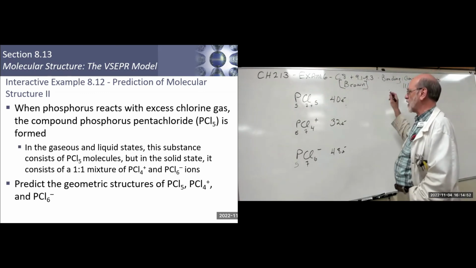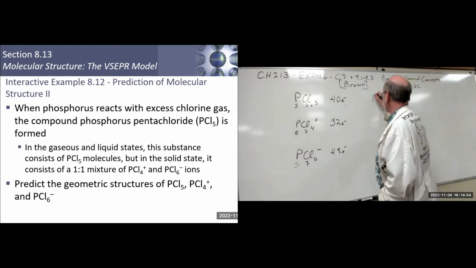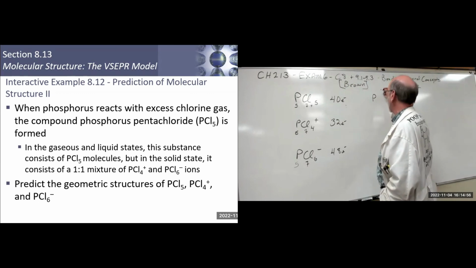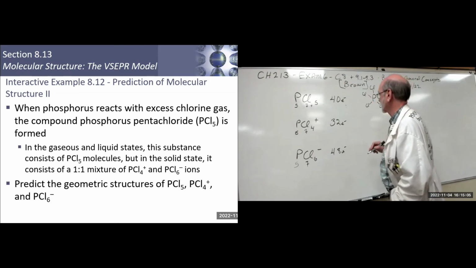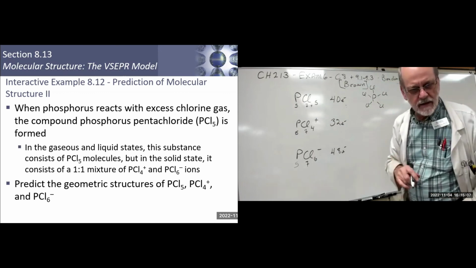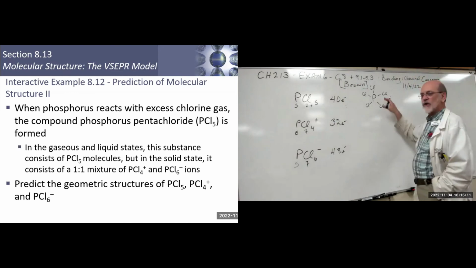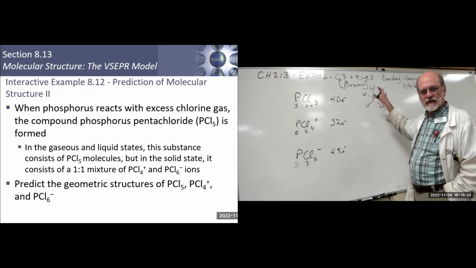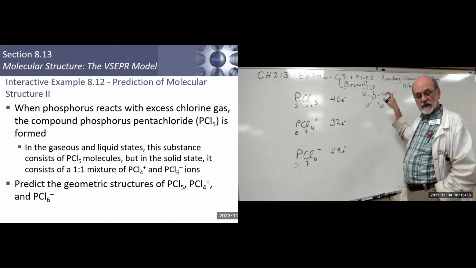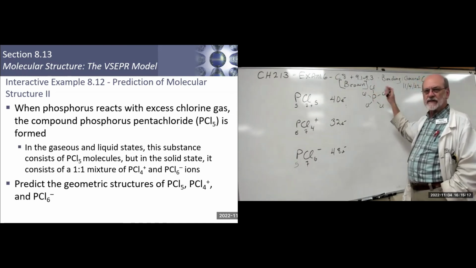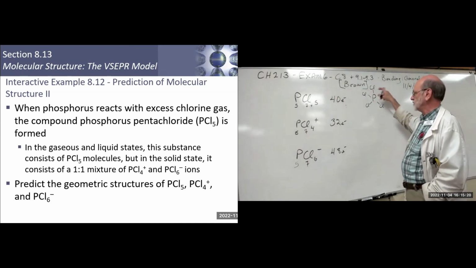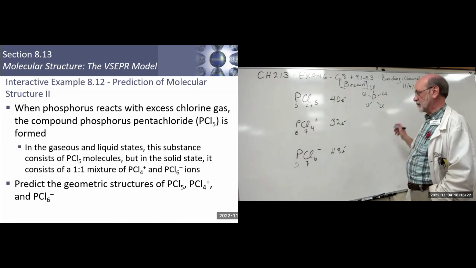Okay, now let's draw our structures. There's phosphorus, and there's 5 chlorines. I want to look at the predicted geometries. Okay, that's as far as I'm going to go. I'm not going to put in the lone pairs around the ligands, we call them ligands, of the chlorines. We don't need them.